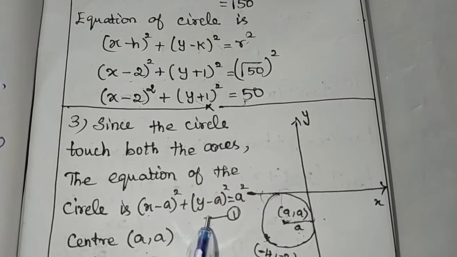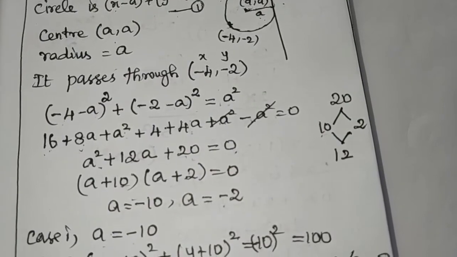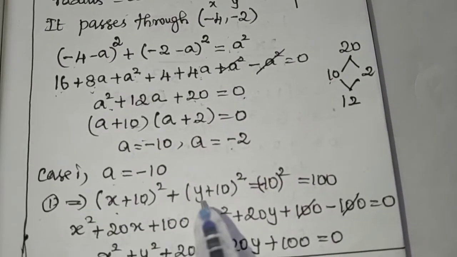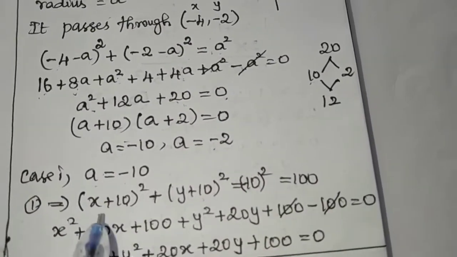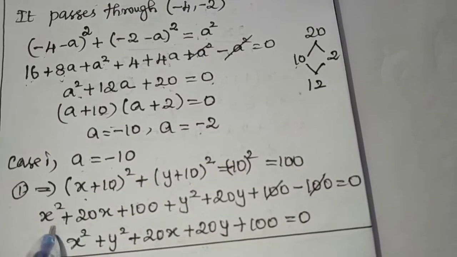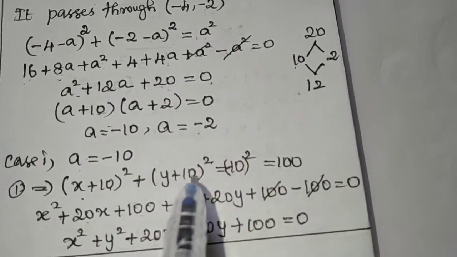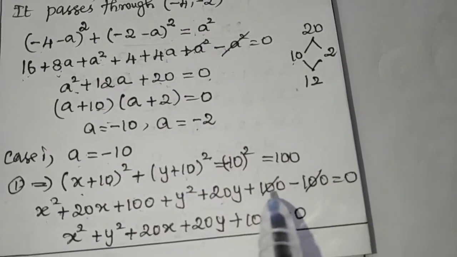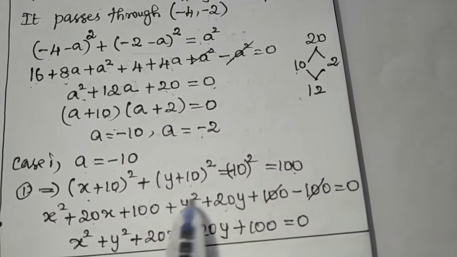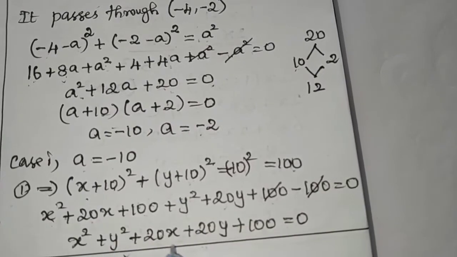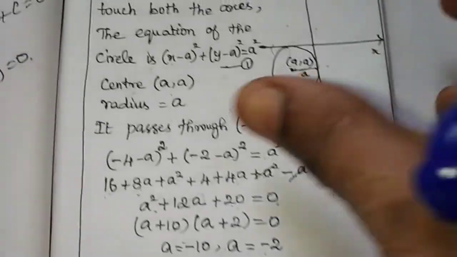A equal to minus 10, substitute in this equation, we get one circle equation. (x plus 10) whole square plus (y plus 10) whole square equal to 10 whole square, equal to 100. Now simplify: x plus 10 whole square, x square plus 2ab, 2 into 10 into x, 20x, plus 10 square 100, y square plus 2 into 10 into y, 20y, plus 10 square 100 equal to 100, go to that side, minus 100, cancel. X square plus y square plus 20x plus 20y plus 100 equal to 0. Okay, this one is one equation.